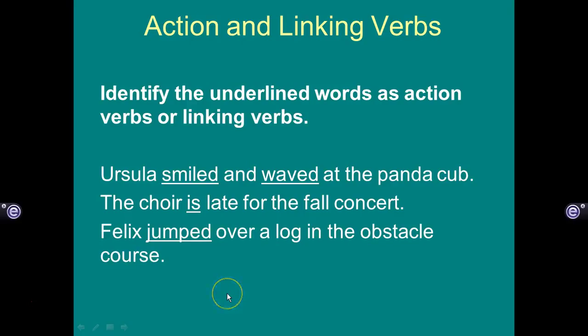Next one. Felix jumped over a log in the obstacle course. So we can see the action verb underlined, jumped. Why do we know that? Because you can jump. It's something that you're able to do.